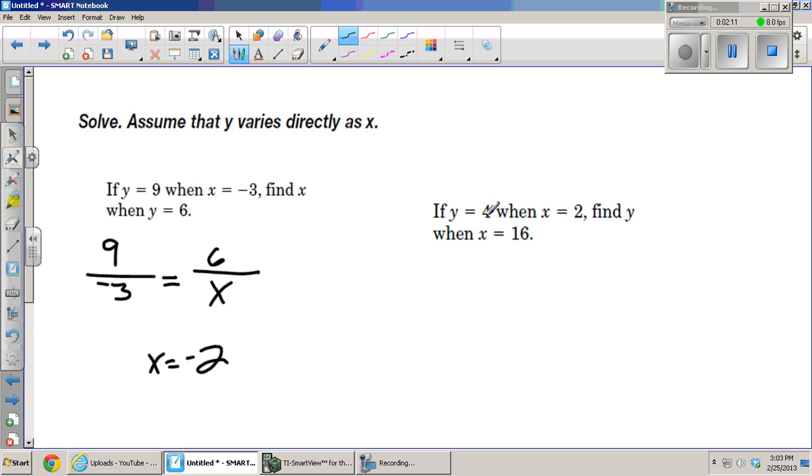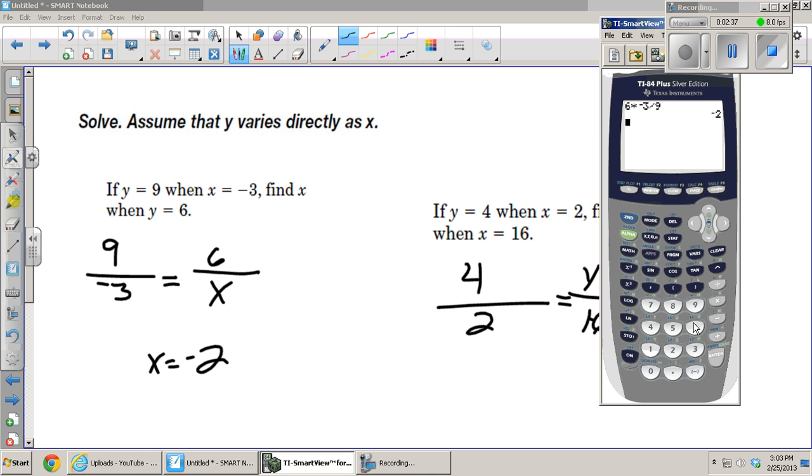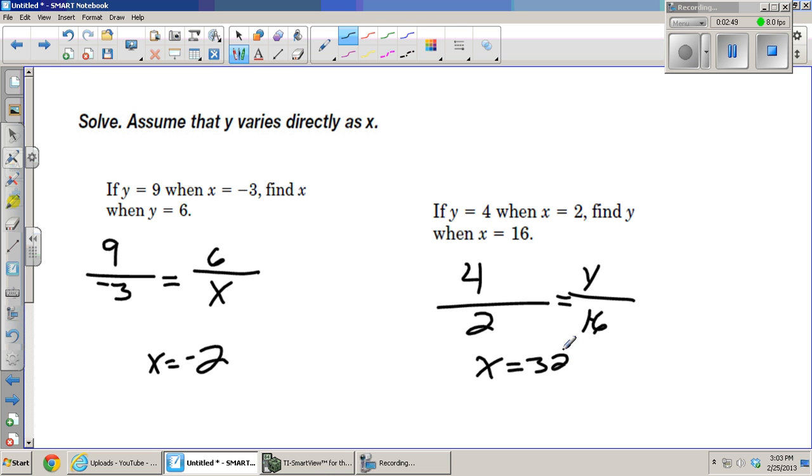Alright, let's set this one up. Y equals 4, there's our first y, over our first x, which is 2. This time it's looking for the second y, and it tells us the second x is 16. Now, what number's with the variable? 16, so I'm going to go 16 times 4 divided by 2, all in one step. And I get that x equals 32 for this one. See, it's pretty easy.